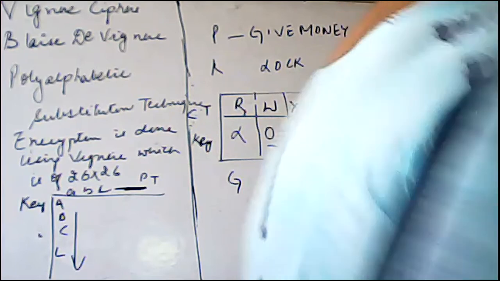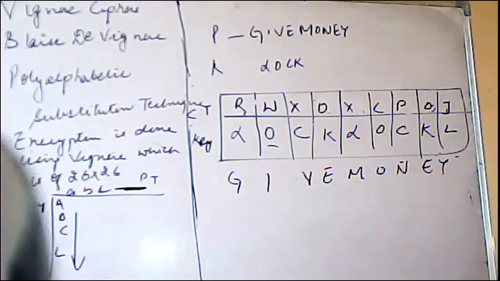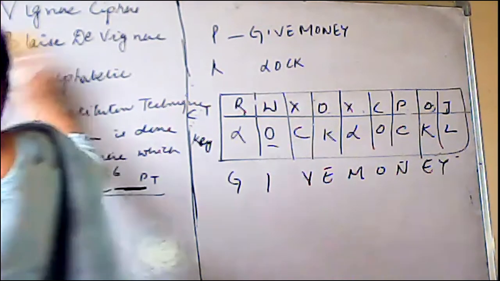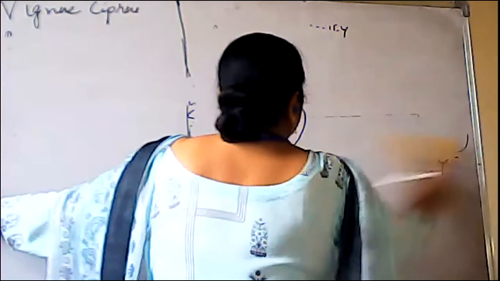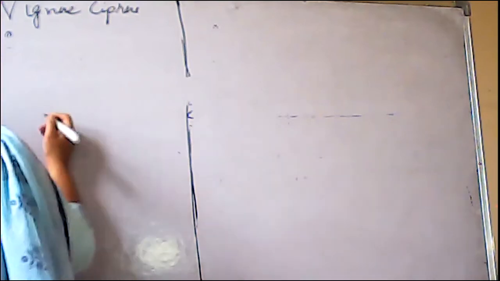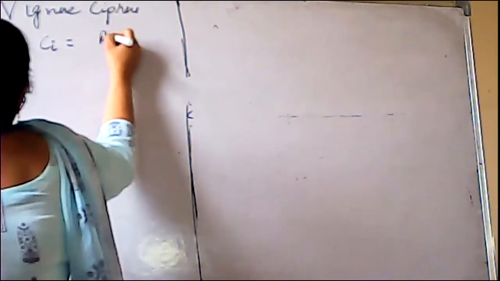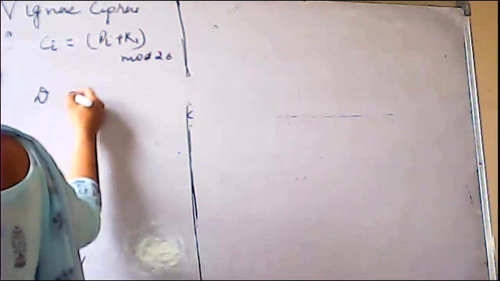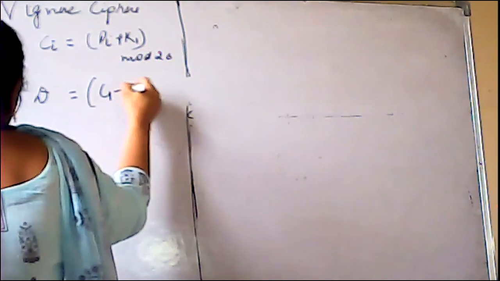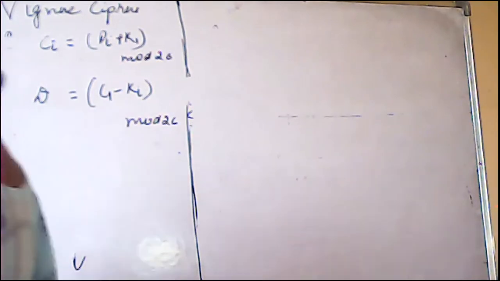So I'll show you the second technique of this Vigenere cipher. The second technique is very, very interesting that we can do in here only. When the table is not given, how will you do it? Ciphertext will be equal to Pi plus Ki mod 26, and the decryption will be equal to Ci minus Ki mod 26. Simple. Okay.